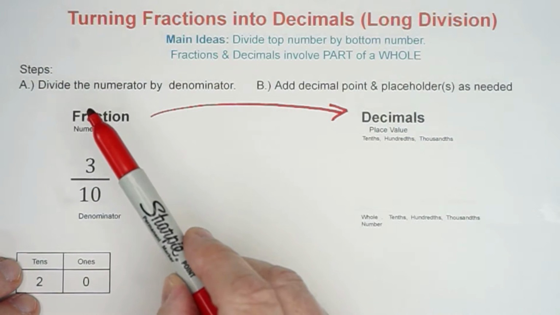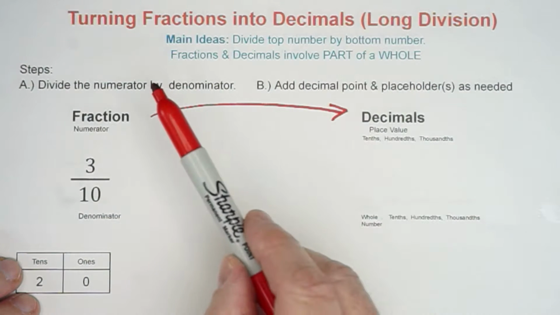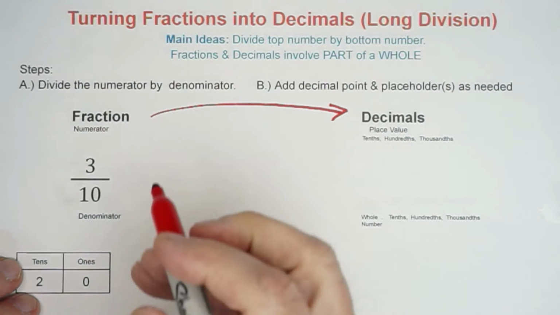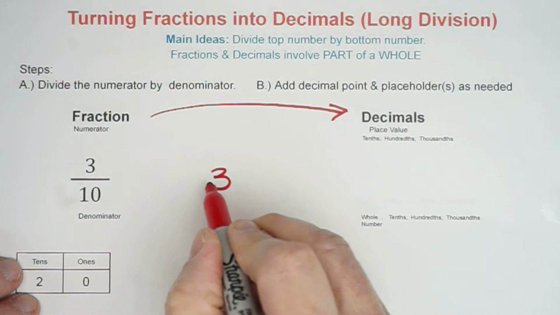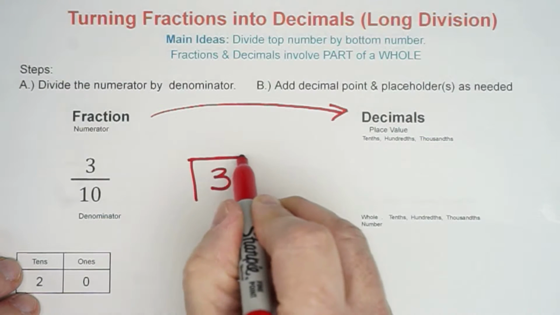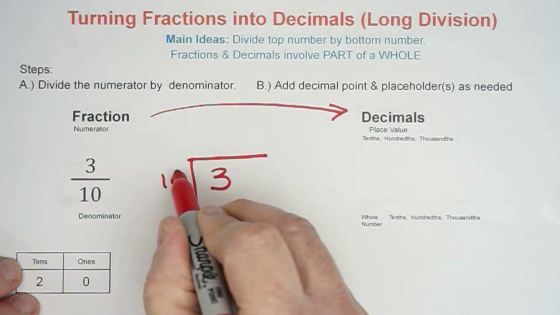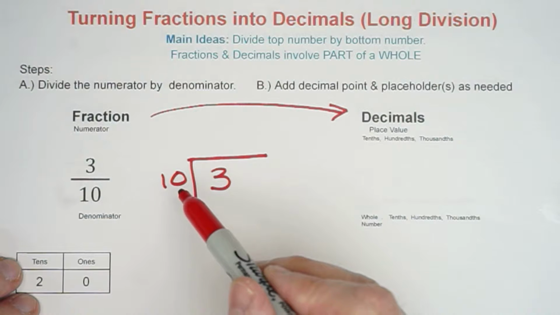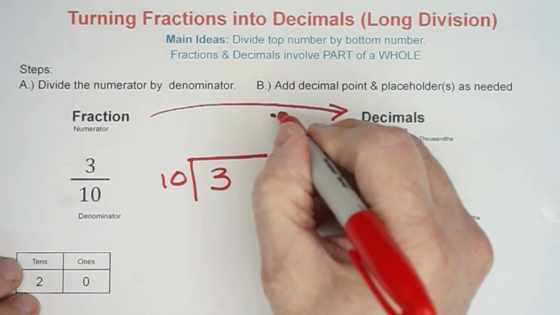So our first step to turn a fraction into a decimal using long division is that we're going to divide the numerator by the denominator. So our numerator is 3, and we're going to divide it by our denominator of 10. So when we divide, we're really asking how many times does 10 go into 3? I can just show you that real fast up here.